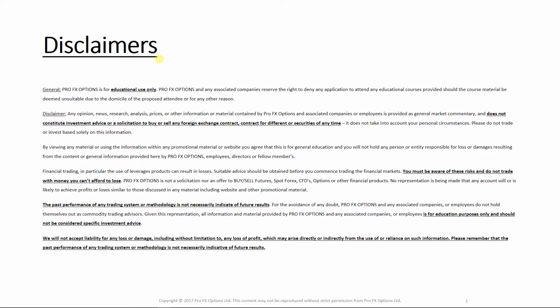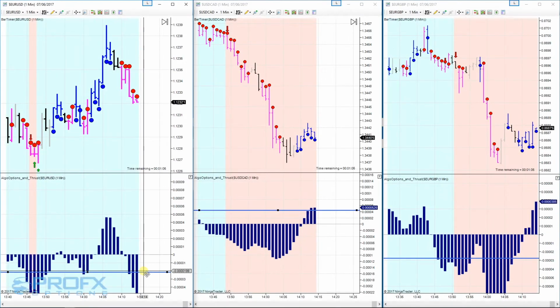So let's go and take a look at the charts now, and let's see if there's anything setting up for us. So we can see here my workspace is set up with 3 charts on this particular screen. On the left we have the euro dollar, in the middle we have the dollar Canadian, and on the right hand side we have the euro pound.